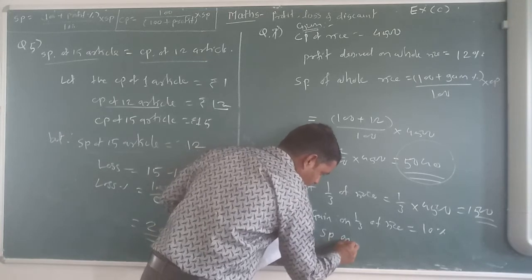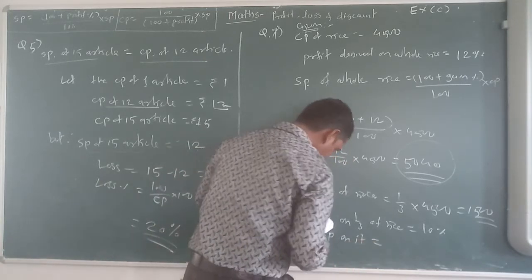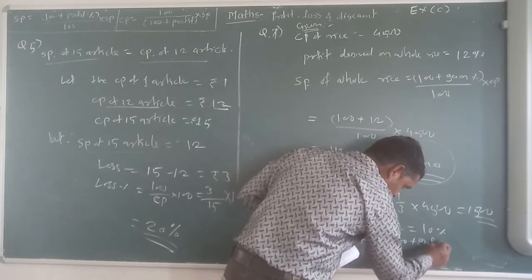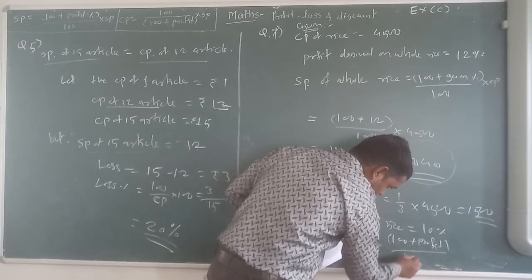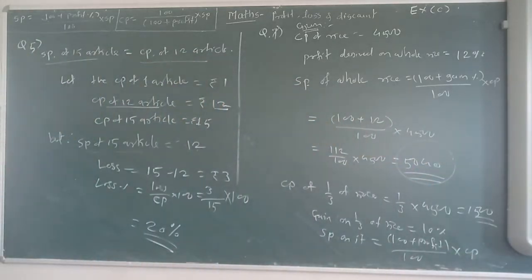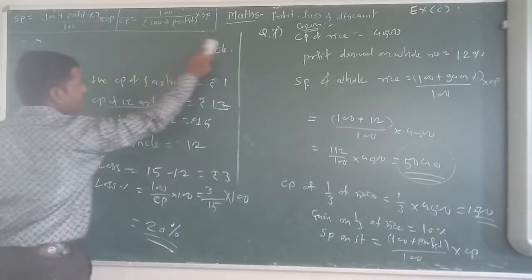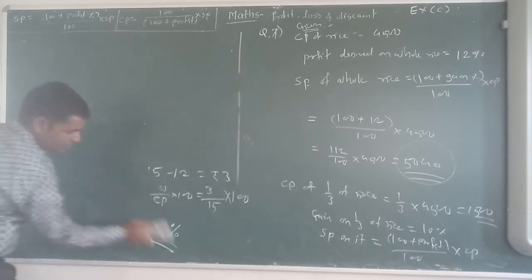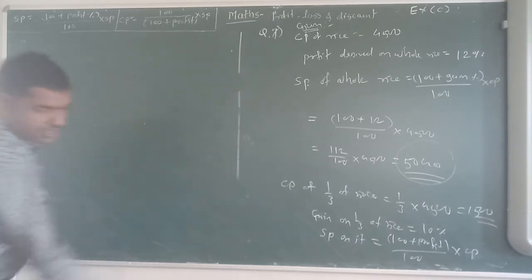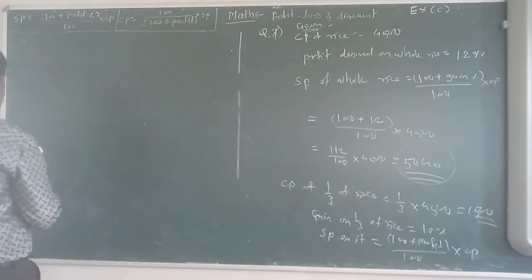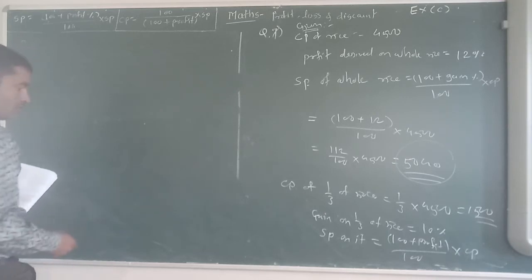SP on it, and SP will be the (100 plus profit percent) upon 100 multiplied by CP. Okay, whenever you have to write down, you can take the screenshot. I am going to rub this left side. See now, अभी इसका एसपी निकाल लेंगे, जो फर्स्ट पार्ट जिसने जो ऑलरेडी भेज दिया है पहले.